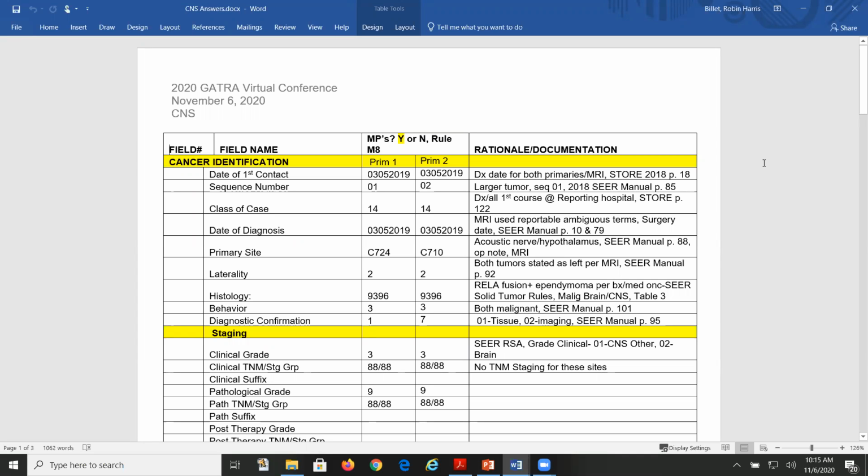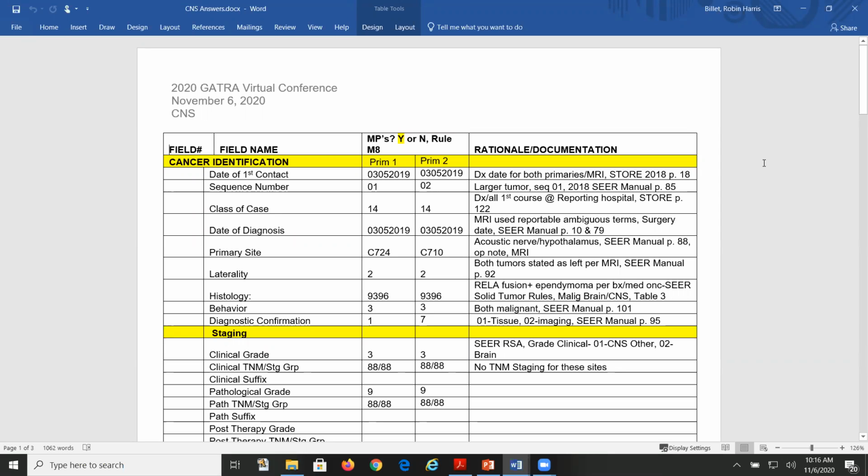The histology is 9396 for RELA fusion positive ependymoma. This is per the biopsy and our histology table in the solid tumor rules for malignant brain CNS. Our behavior is 3 for malignant.